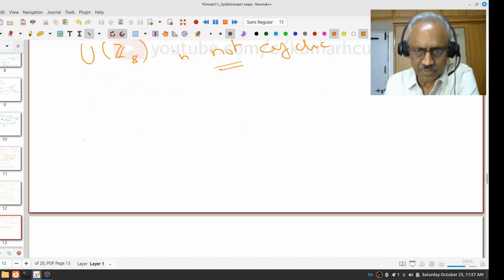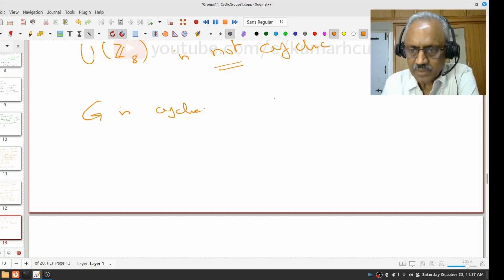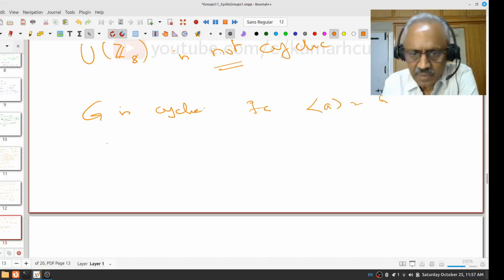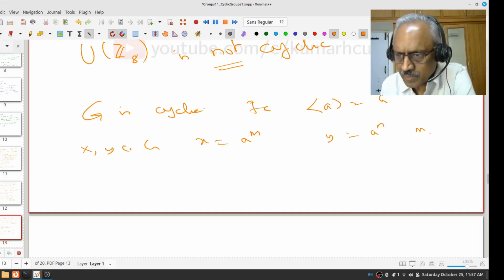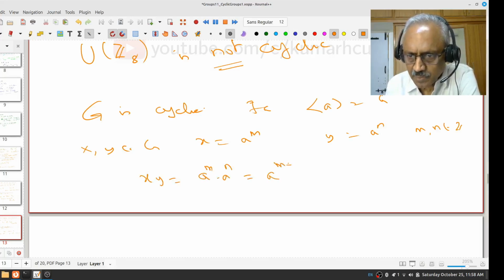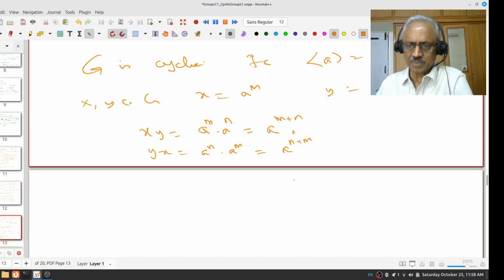But there are many groups which are not cyclic, because remember, if G is cyclic, that means there exists A so that the group generated by A is equal to G. That means any elements X and Y in G, X is something like A to the power M and Y is something like A to the power N, where M and N are integers. Therefore, what is XY? That is A to the power M into A to the power N, which is A to the power M plus N. What is YX? That is A to the power N into A to the power M, which is A to the power N plus M, but these two are equal, right? M plus N is same as N plus M, therefore they are equal.